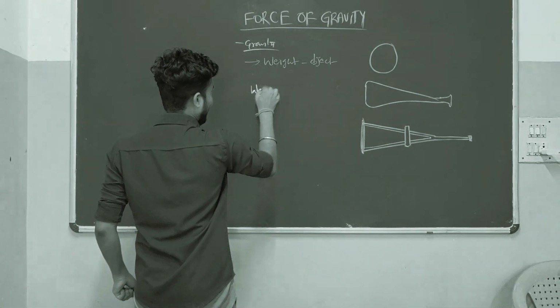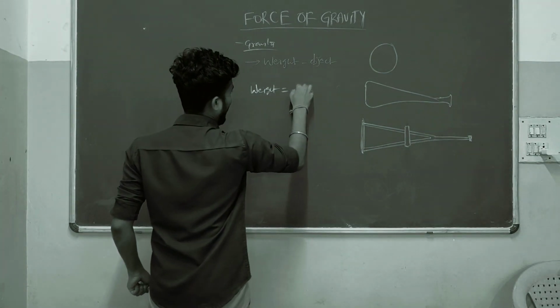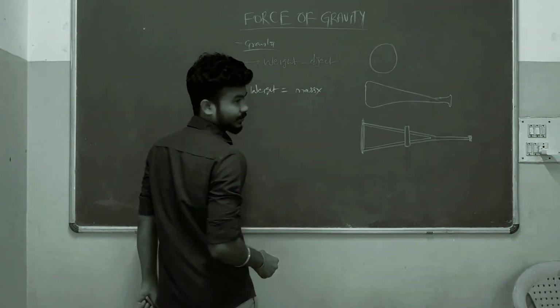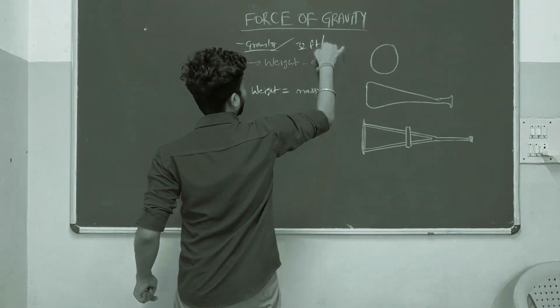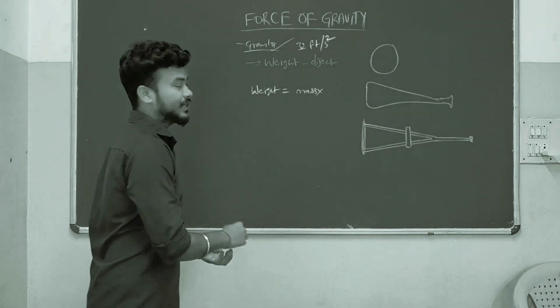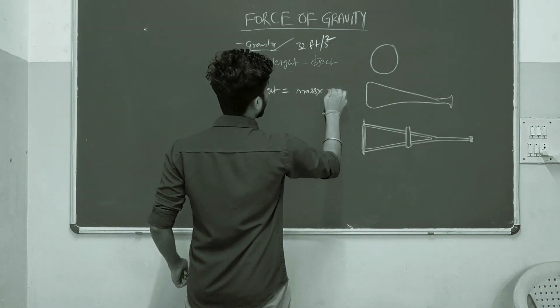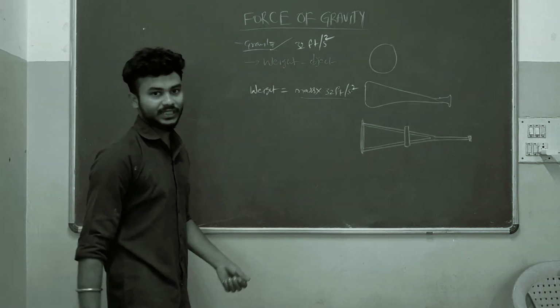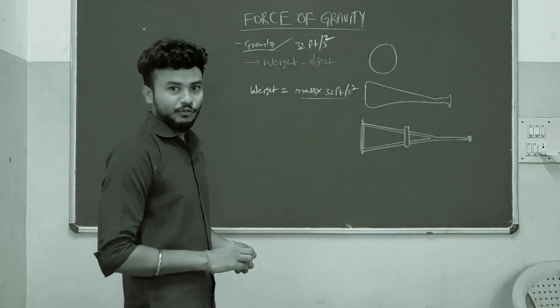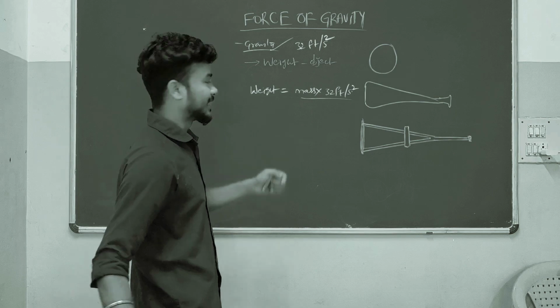So now weight is equal to mass into gravity force, which means 32 feet per second square. So this is the formula for the weight. Clear on this gravity.